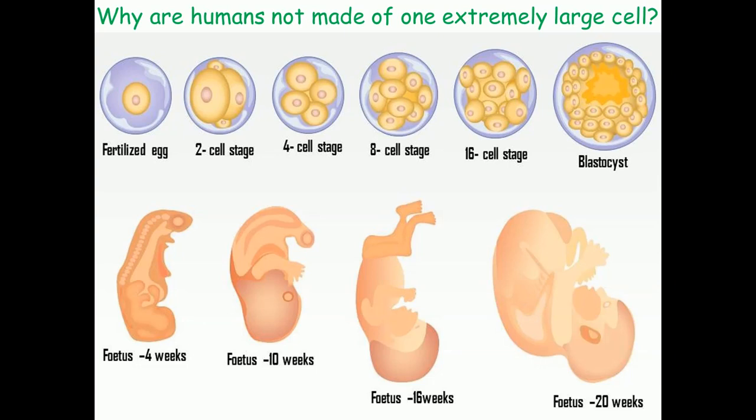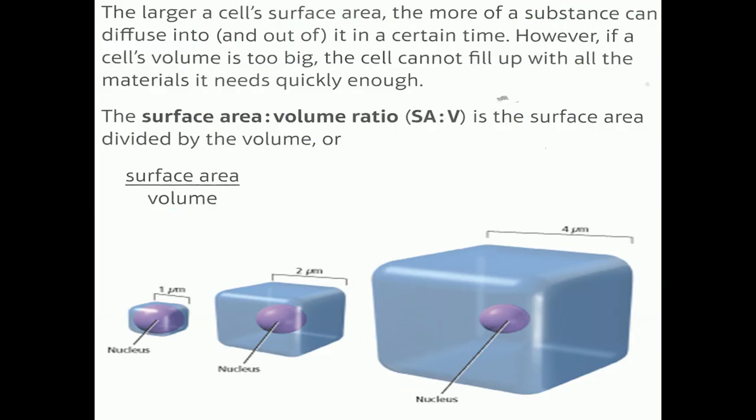Why are humans not made of one extremely large cell? The larger a cell surface, the more substance that you can diffuse into and out of the cell. But the problem is, if a cell volume becomes too large, the cell can't fill up with all the material it needs for metabolism. So, in other words, as the cell becomes larger, although the surface area increases, it can't get enough of the material to do reactions such as respiration for the size of the volume it's now become.